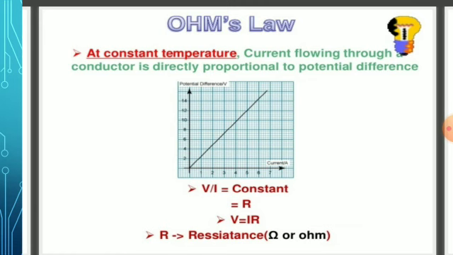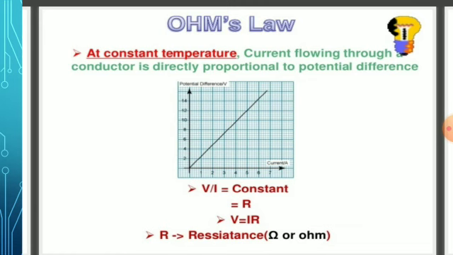How is it directly proportional? For flow of electrons we want to do some work. So according to how much work we are doing, electrons will flow, and according to that current is produced. So V and I are directly proportional. Here the statement is given: at constant temperature, current flowing through a conductor is directly proportional to the potential difference.